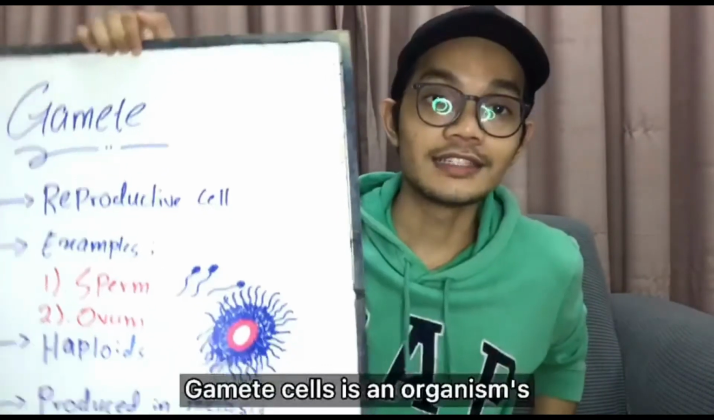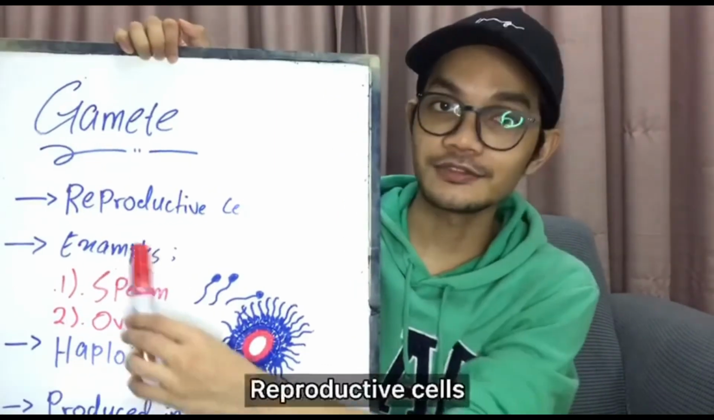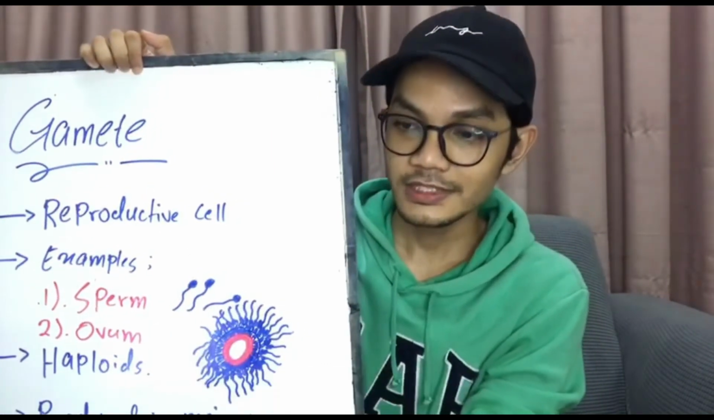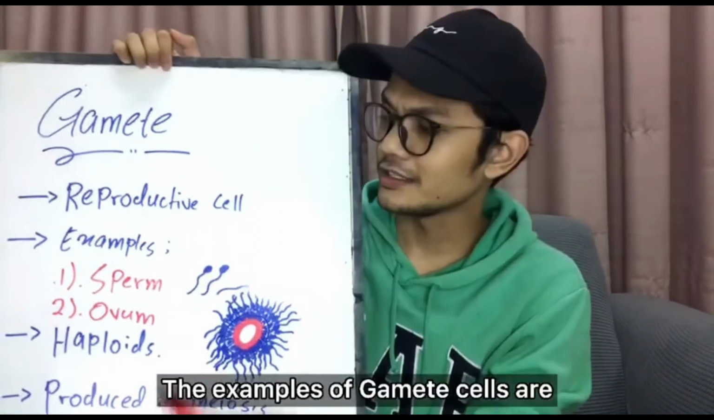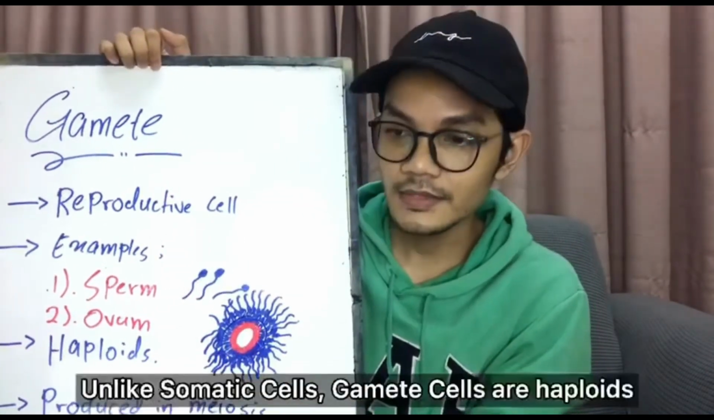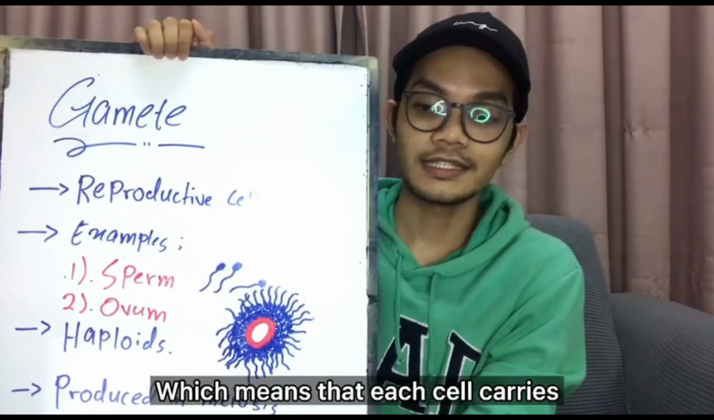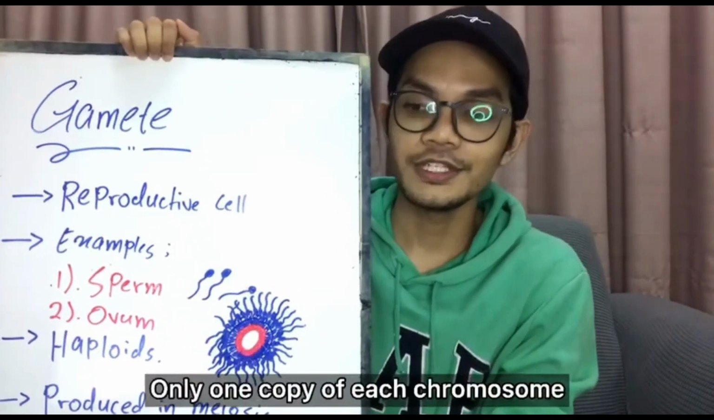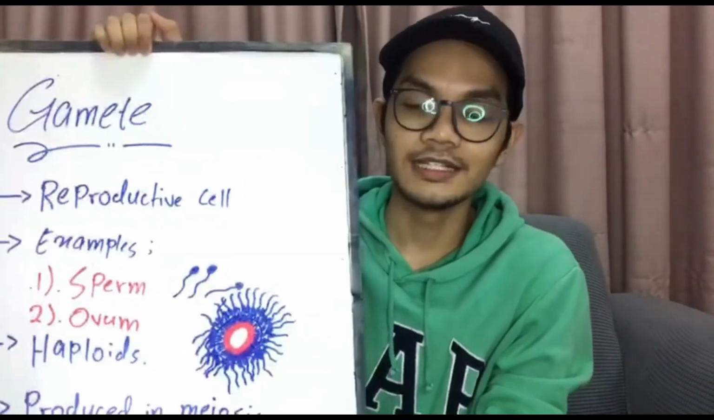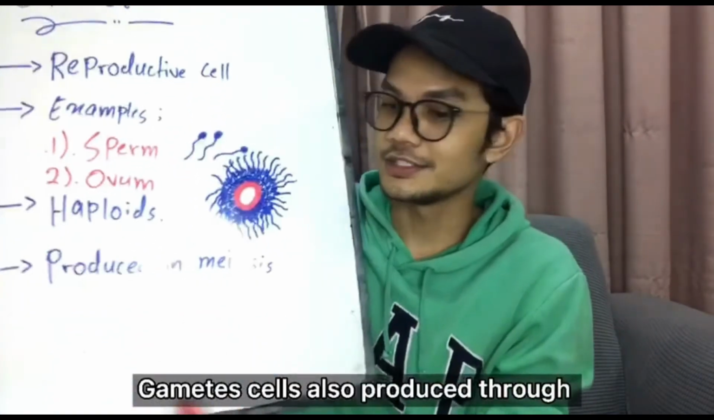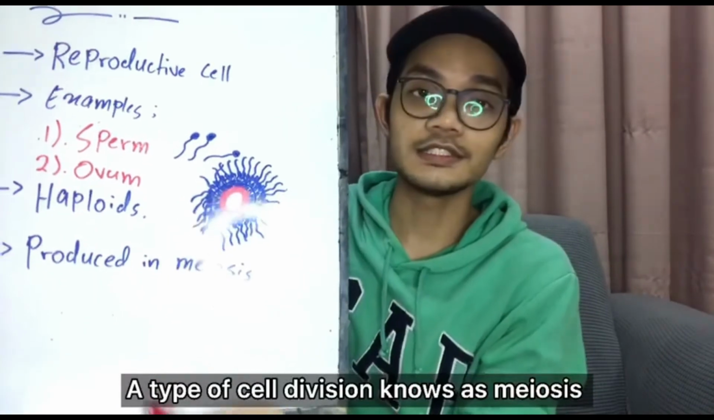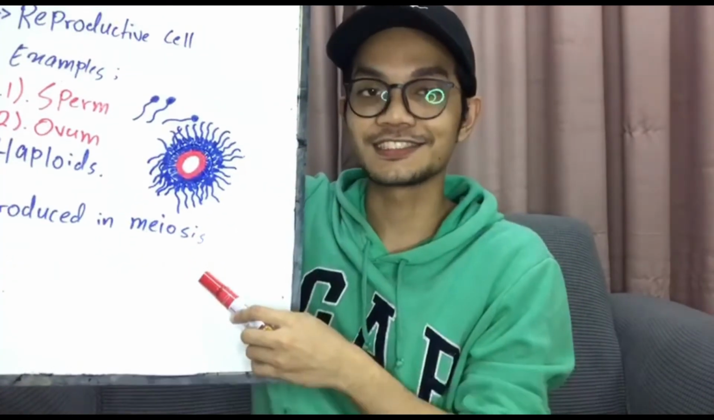So, gamete cells are an organism's reproductive cells. Examples of gamete cells are sperm and ovum. Unlike somatic cells, gamete cells are haploid, which means that each cell carries only one copy of each chromosome. Gamete cells are also produced through a type of cell division known as meiosis.